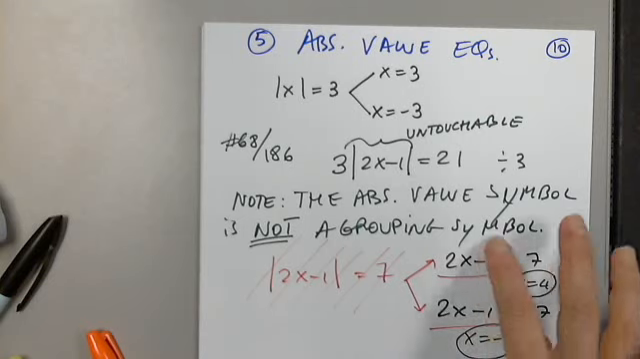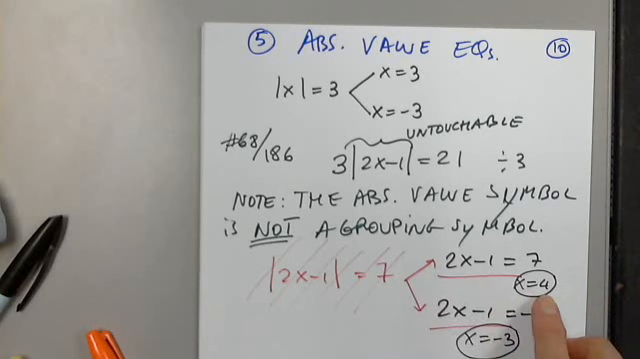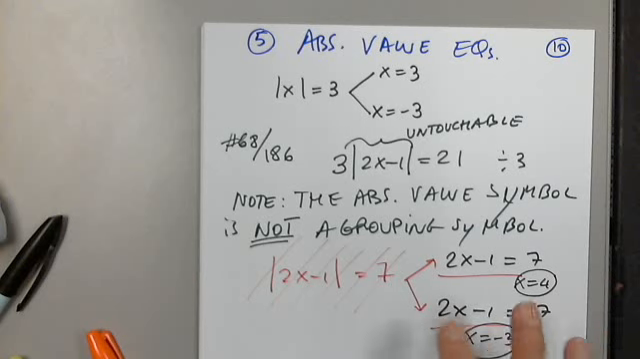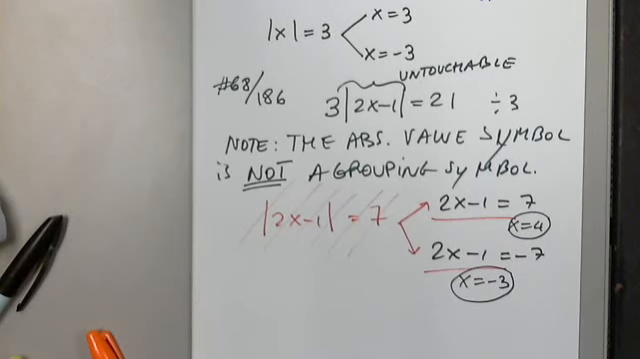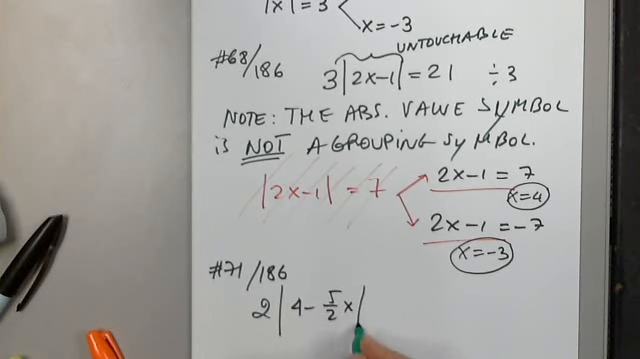One more time. I add 1 and I get 8. Divided by 2 is 4. I add 1, and I get -6. Divided by 2, -3. Any questions? Let's choose another. Yes? One more? Okay, perfect. Let's say 71 on page 186. 2 times the absolute value of 4 minus 5 halves x plus 6 equals 18.